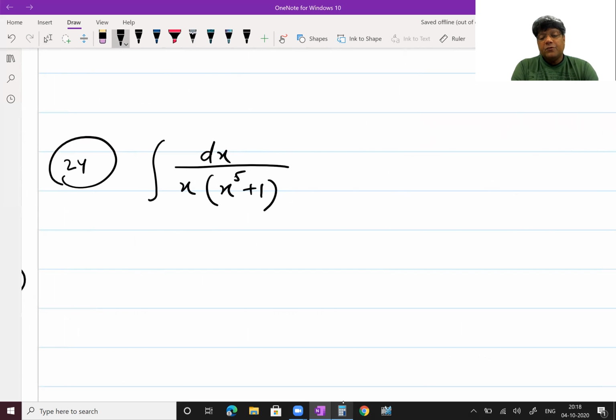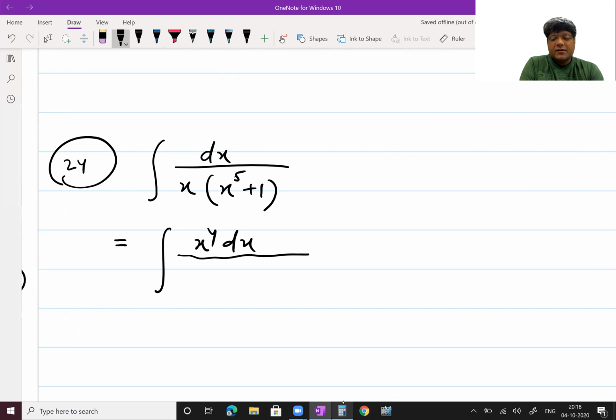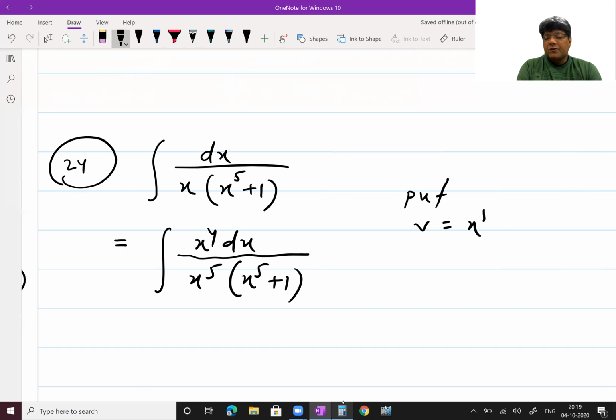Here, if you assume x^5 plus 1, the derivative of x^5 will be what? 5x^4. That x^4 we need, but we don't have. Multiply the numerator and denominator by x^4. So it will be x^4 dx by x^4 into x, that is x^5 into (x^5 plus 1). Now here we will do method of substitution. Put v is equal to x^5 plus 1. So dv by dx is equal to 5x^4, so dv is equal to 5x^4 dx. Bring 5 down, dv by 5 is equal to x^4 dx.